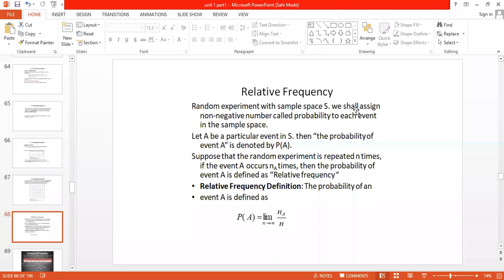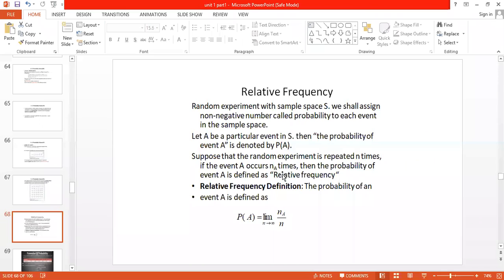We assign a non-negative number called probability to each event in the sample space. Let A be a particular event in S. Then the probability of event A is denoted as P(A). Suppose that the random experiment is repeated n times. Here we are conducting the random experiment n times.